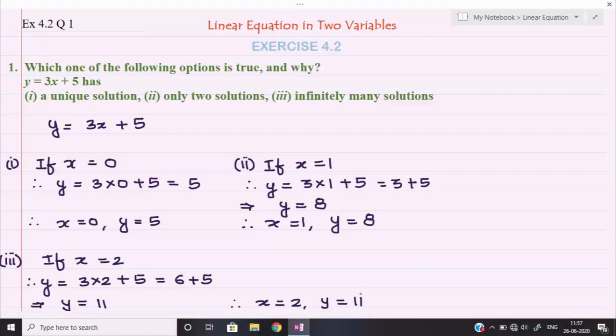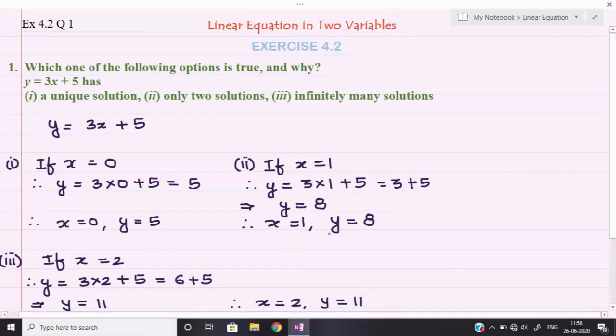So see, if I put different values of x, for example here I put 0, 1 and 2, I can put 3, 4, 5, minus 1, minus 2, minus 3. So there will be infinite values of x we can put in the equation and we can find infinitely many solutions, and all these solutions will satisfy the given equation. Means if you replace the values of x and y in the given equation, definitely it will satisfy the equation. Means LHS and RHS will come the same in both the cases.